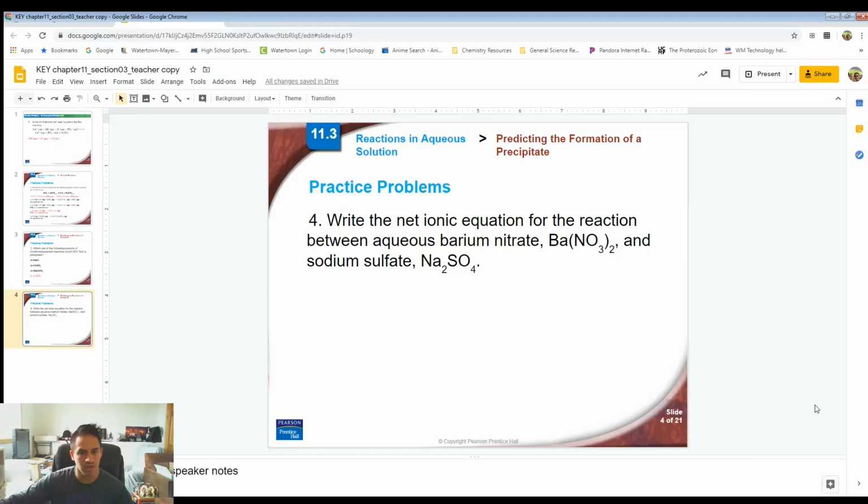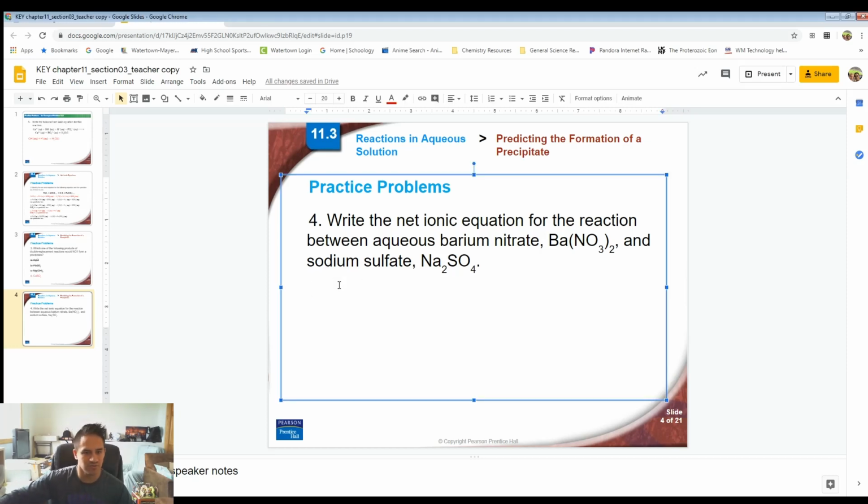All right, so it looks like of these four, the one that would not form a precipitate would be letter D. All right, number 4, write the net ionic equation for the reaction between aqueous barium nitrate and sodium sulfate. All right, so for this one, we're going to need to write out first the regular balanced equation, then the complete ionic, and then the net ionic. Okay, so we're going to do 3 equations here. All right, so first let's just write out the regular balanced equation.